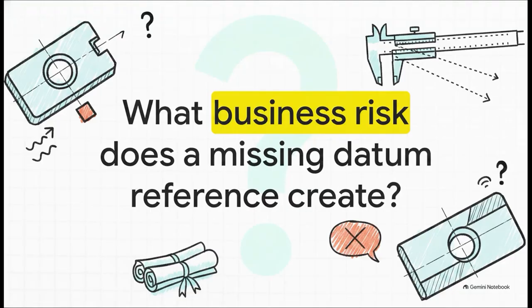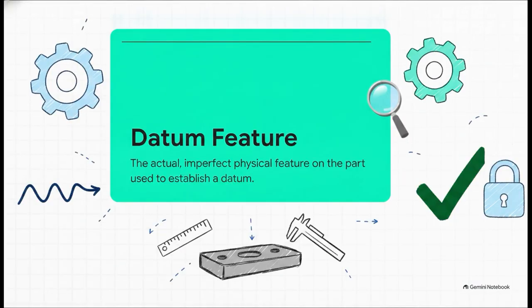Let's put this into practice and see if you can spot a $1 million mistake. Imagine you're looking at a print, and a critical feature, say a hole that absolutely needs to align with a mating part, has a position tolerance, but it is missing a clear datum reference in its feature control frame. What specific business risk does that ambiguity create during the inspection process? Think about how you would actually go about measuring that part. Remember, a datum is perfectly theoretical, but a datum feature is the actual, imperfect, physical feature on the part.